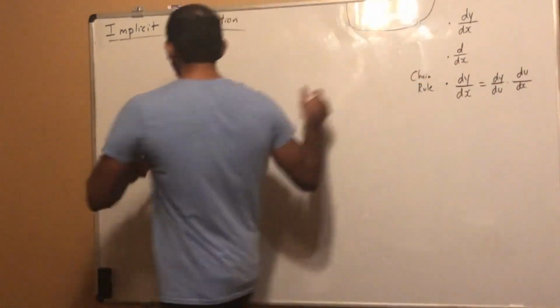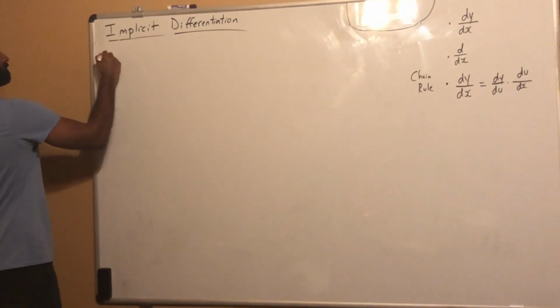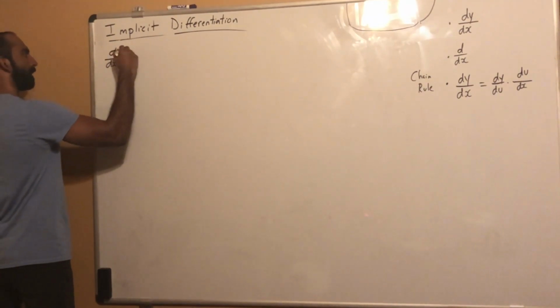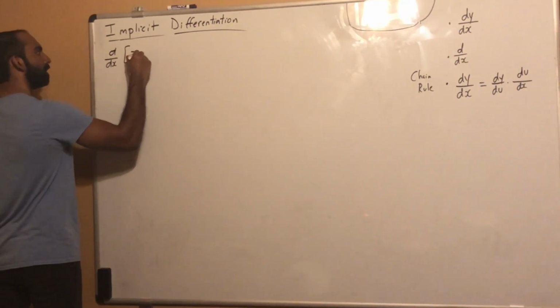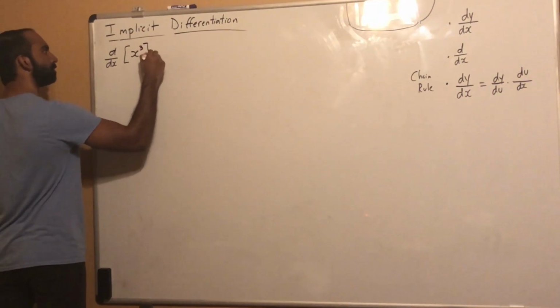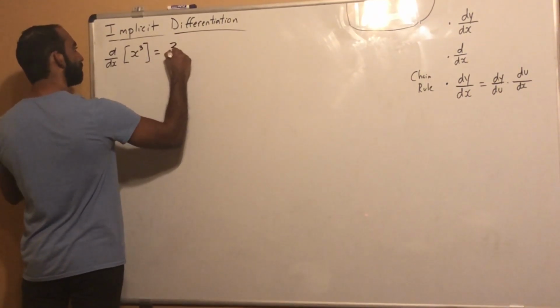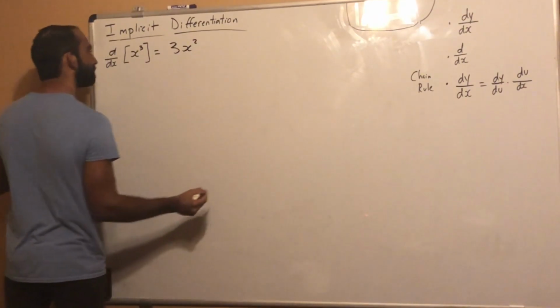So, using Leibnizian notation, someone tell me what this equals. What is the derivative operator acting on the function, let's say, x cubed? 3x squared. Yes, 3x squared. Nice, simple power rule.